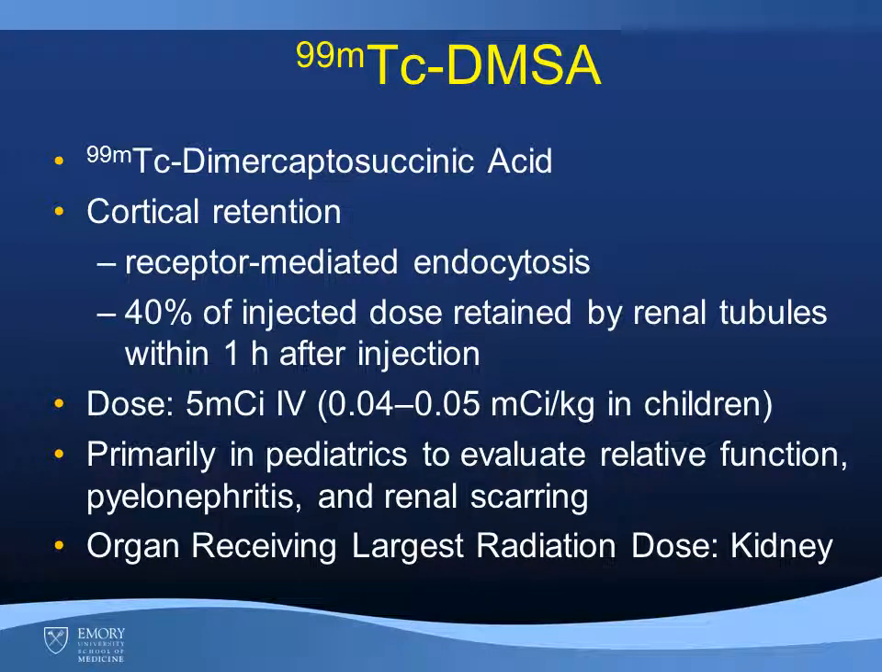Finally, the third major radiotracer is DMSA, and this is a cortical retention agent via receptor-mediated endocytosis. About 40% of the injected dose is retained by the renal tubules. This is given in an adult with about 5 millicurie IV, and there is more appropriate dosing in children. It is primarily used to evaluate relative function, pyelonephritis, and renal scarring. And because it's retained in the kidney, the organ receiving the largest radiation dose is the kidney.